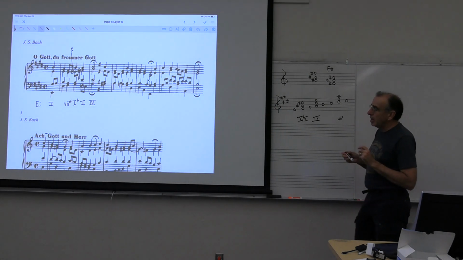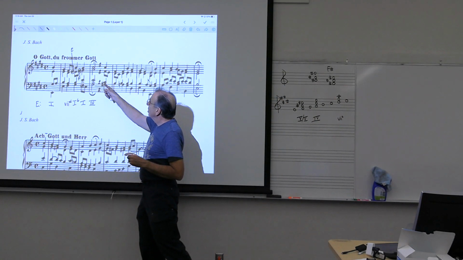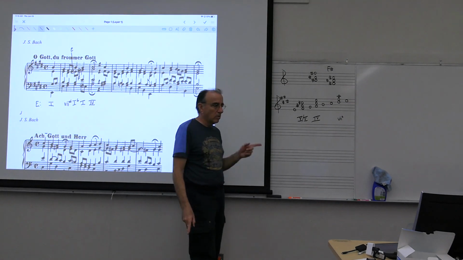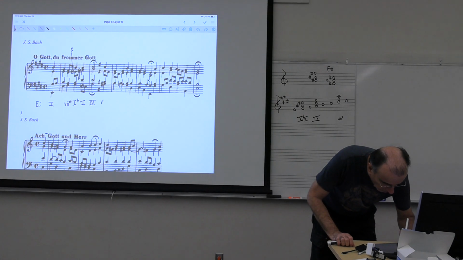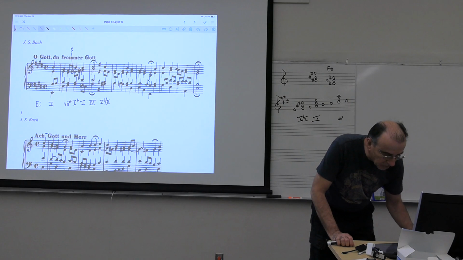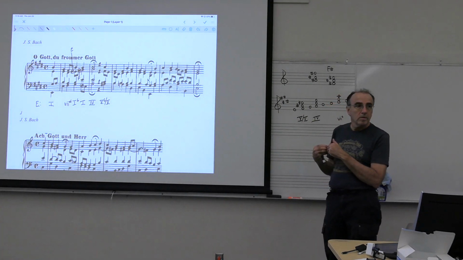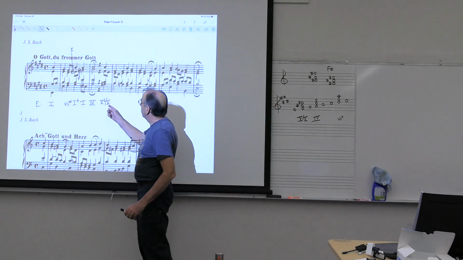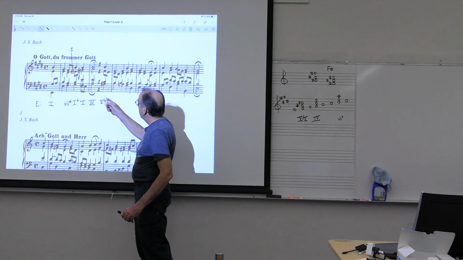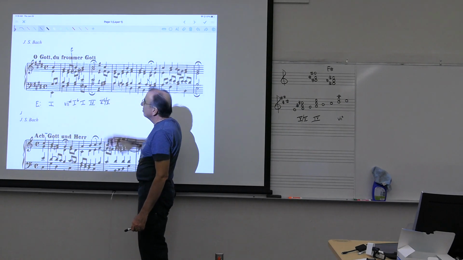So when I label it in my analysis, it's in first inversion because the A sharp is the lowest sounding pitch, that's the third of the chord. I'm going to call it 6 of 5, 5 6 of 5. Because it is the dominant of the dominant. Right, that's the 5 of 5. So it's 5 of 5 because it is the dominant of the dominant in the key of E. And then the 6 means it's in first inversion.